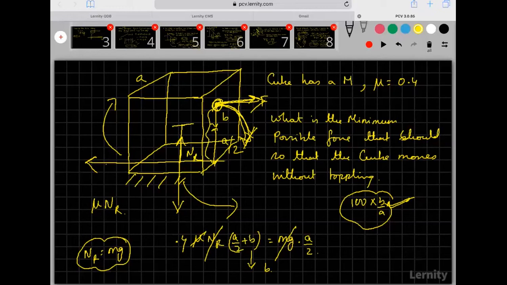Because I need to find out b, I just tried to see that mg is applying an anticlockwise torque. This normal reaction and frictional force is applying a clockwise torque, and I am simply equating both of them. When I equate them, NR is equal to mg, upward force is equal to downward force. Based on that, I'll get the value for b. They have asked you 100 into b by a. Toppling basically refers to this body undergoing rotatory motion in preference to linear motion. So if you don't want toppling to happen, there is no rotatory motion, there is going to be only linear motion.